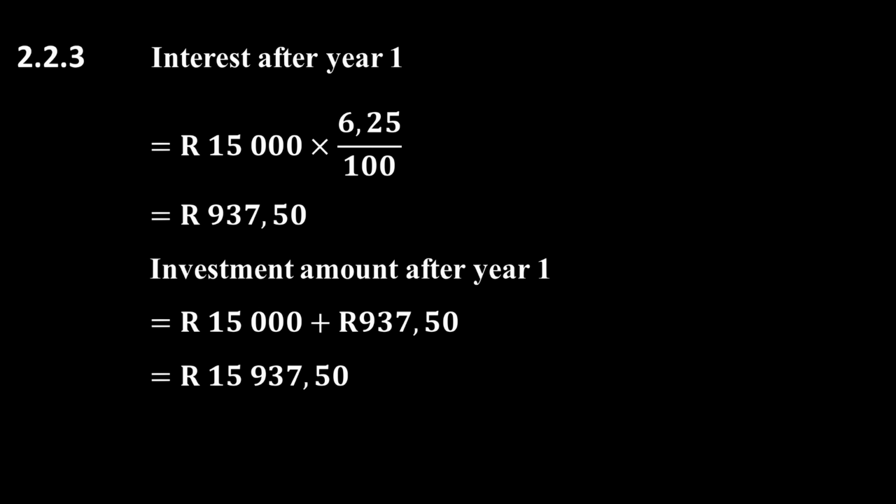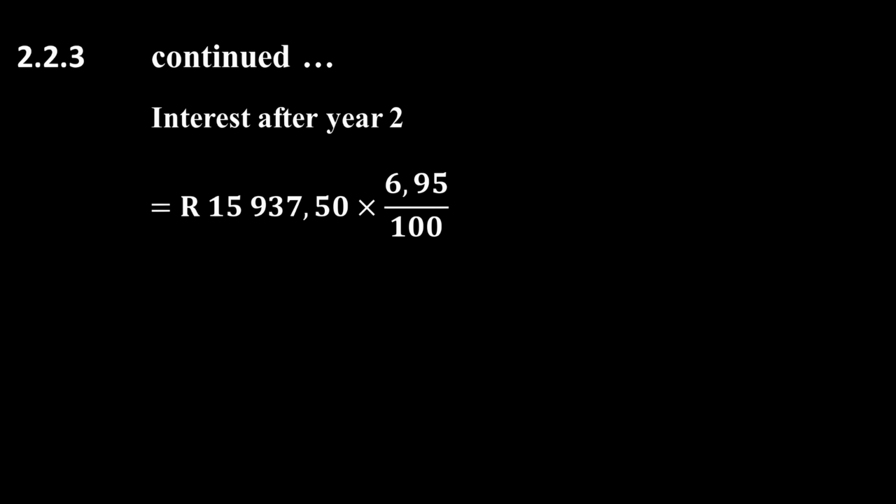And this equals a new principal amount of 15,937 Rand 50 cents. Now, at the end of the second year, the interest earned will be the new principal amount of 15,937 Rand 50 cents multiplied by the interest rate of 6.95 over 100, and this equals an interest amount at the end of the second year of 1,107 Rand 66 cents.